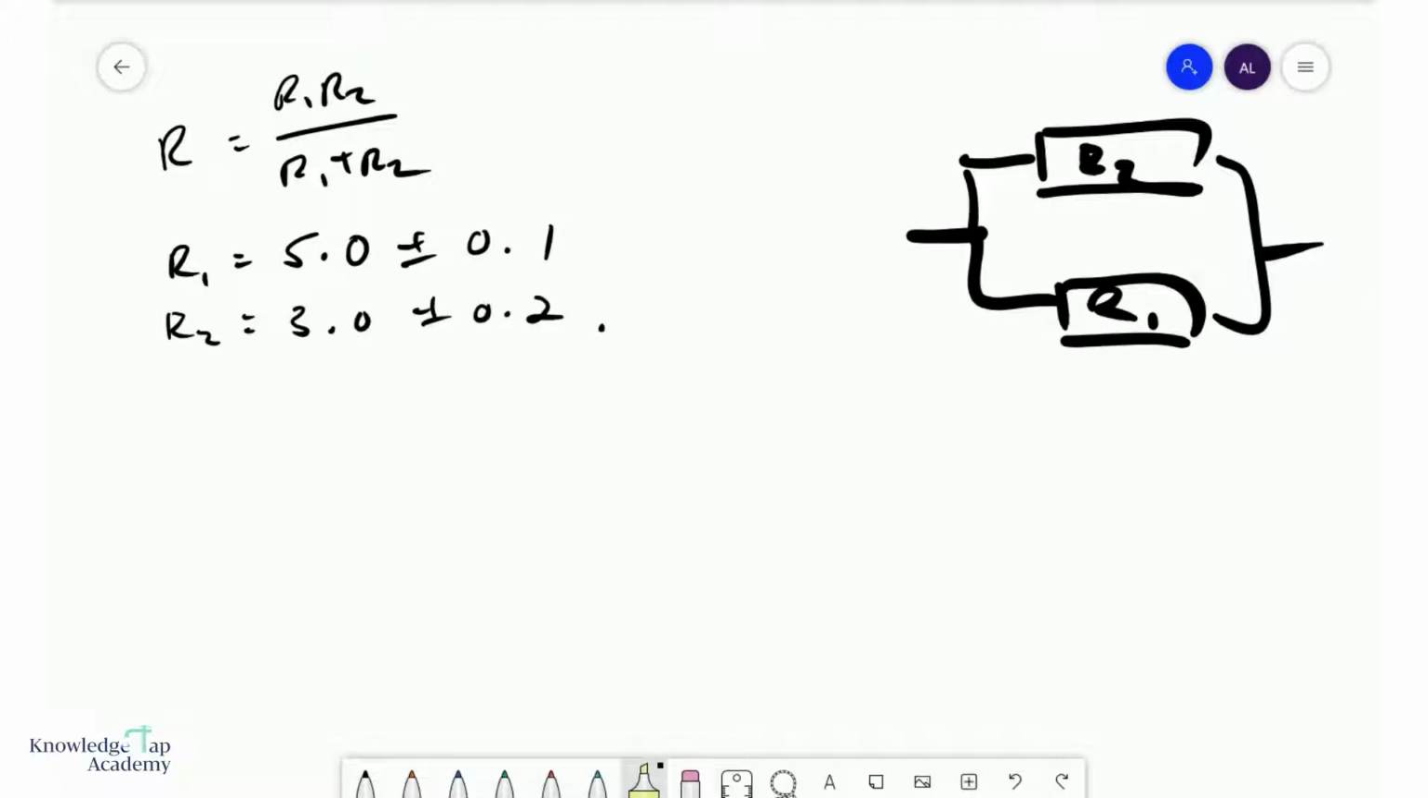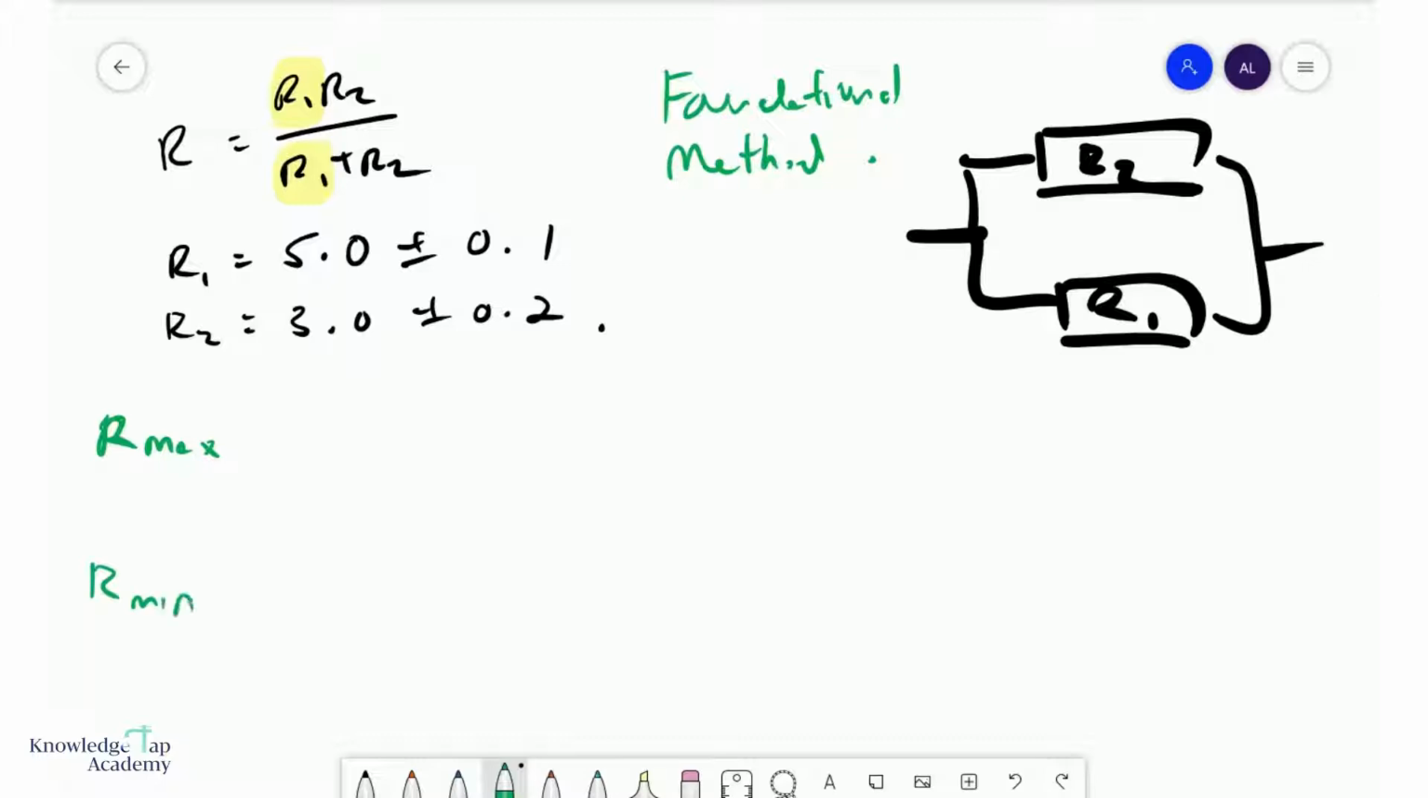Now, one thing that we want to notice here is that the same variable is on both the numerator and denominator of this expression. And whenever this happens, you must use the foundational method. So what exactly is the foundational method? We're going to literally try and figure out what is the maximum value that R can take, R max, and what is the minimum value that R can take.